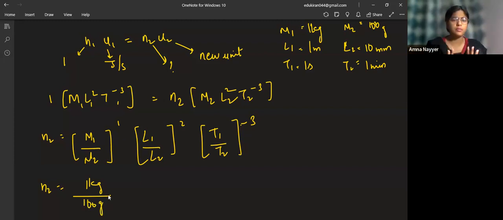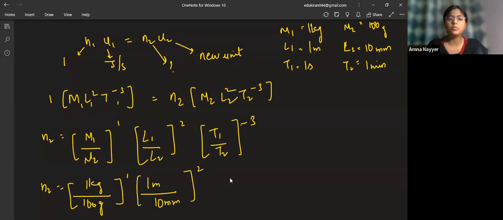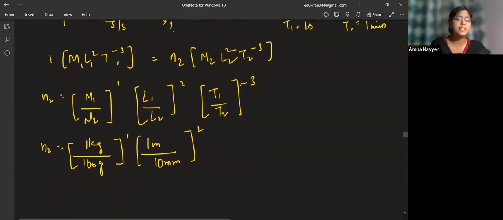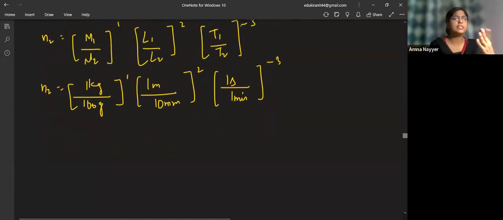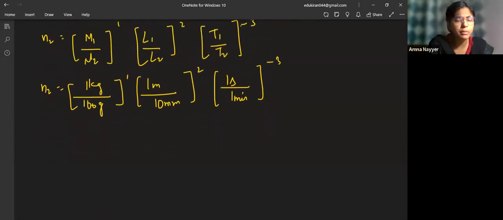These types of questions are there in your syllabus, where a new system of units is given, where one force is this much value or like this. So this is to the power one. One length is 1 meter. One L2 is going to be 10 millimeters this time, and whole to the power two. Usually we wrote this as seconds, but this time 1 second here, but here it is 1 minute to the power minus three. Now we just have to convert to the same unit so that the units get cancelled and we get our complete number.